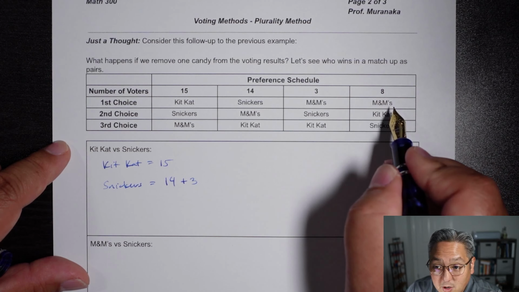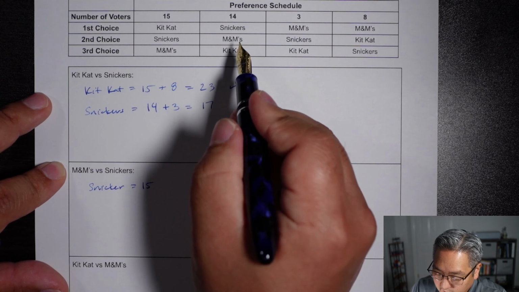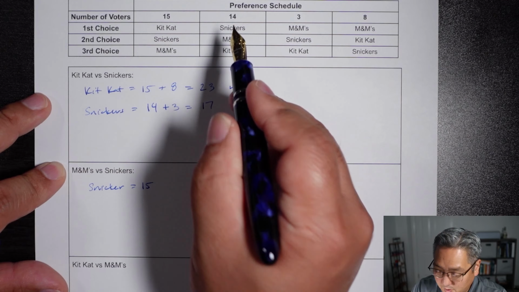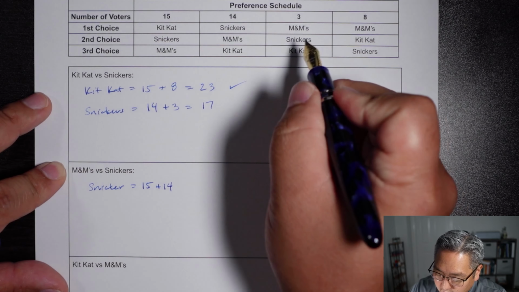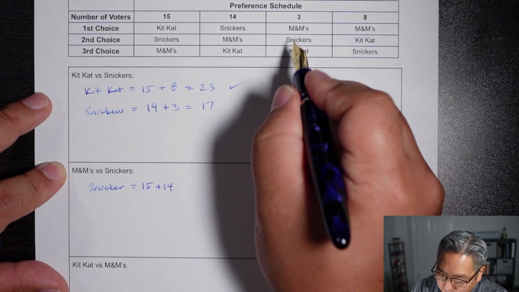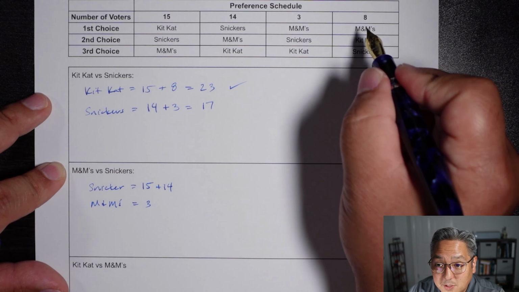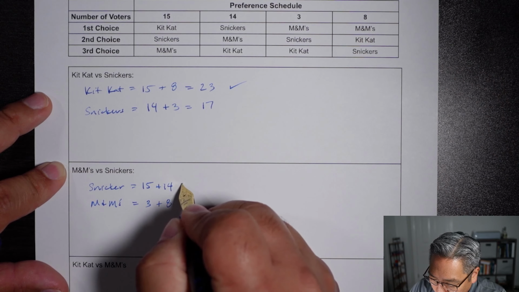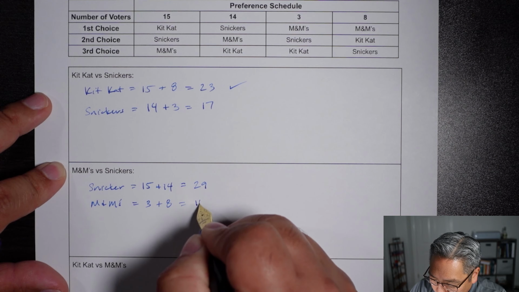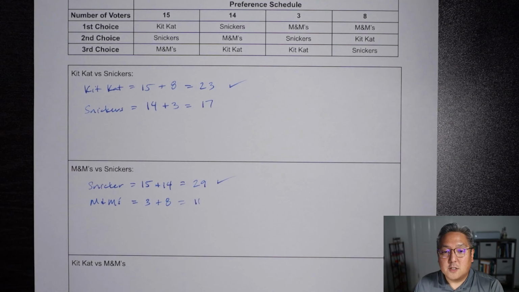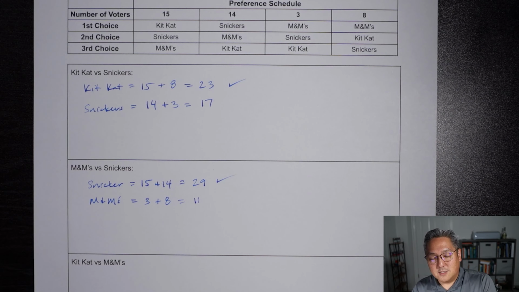But let's try this again. Let's pretend that the store is out of Kit Kats. Then we have only M&Ms and Snickers. In the first column, Snickers would have gotten those 15 votes. In the second column, Snickers still would get those 14 votes because it's on top. But in the third column, M&Ms would be on top, which is going to be 3. And in the last column, M&Ms is on top. That would be 8. That's 29 and 11. So Snickers wins in this case. So in the absence of Kit Kat, Snickers would have won.